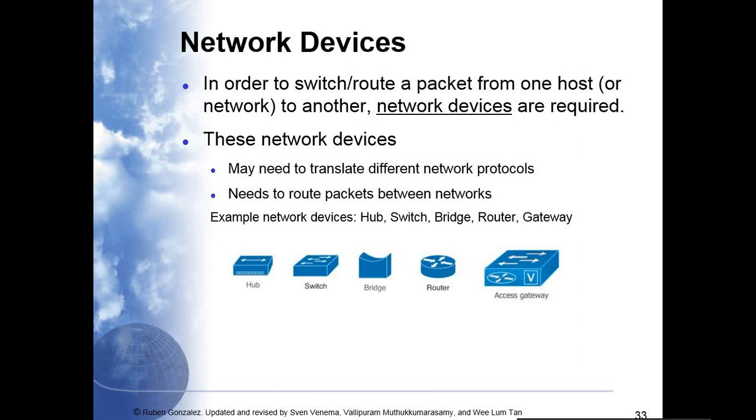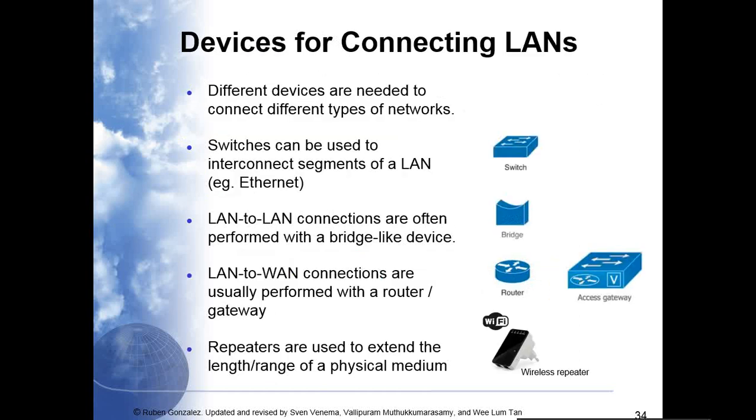You'll see that they go up in complexity, it looks like in those diagrams. So different devices are needed to connect different types of networks. Switches can be used to interconnect segments of a local area network like Ethernet. They're fairly common. Local area network to local area network connections are often performed with a bridge-like device. They're probably not as common these days. Local area network to wide area network connections are usually performed with a router or a gateway.